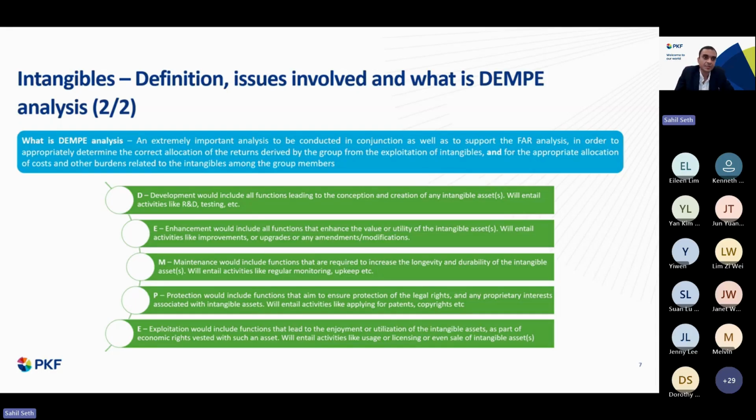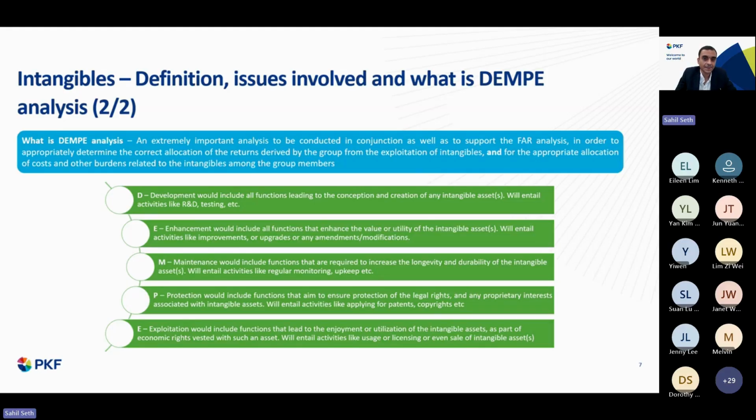Obviously, legal and economic ownership are quite different elements of an intangible, which require another separate session for discussion. But I just wanted to bring these two terms here because they are important in terms of protection and exploitation. Exploitation would include the functions leading to enjoyment of the intangible assets as part of the economic rights. In the case of a royalty or a license fee, one would be the licensor entity who is providing the intangible, right? And the other would be the licensee who would be enjoying the rights or the usage of the intangible.